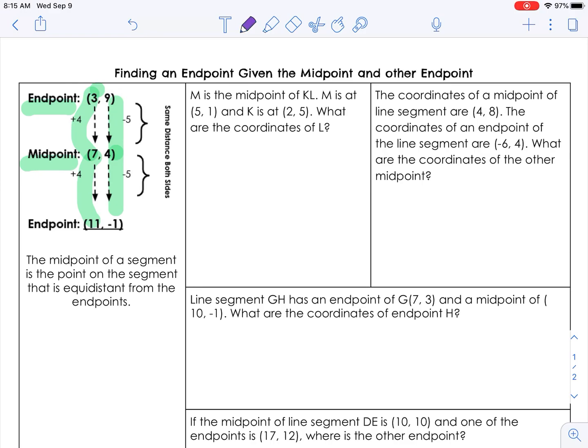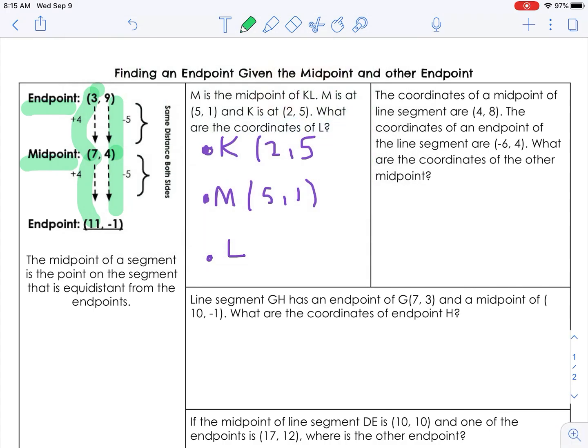So we're going to try that over here. M is the midpoint of KL. So it's sometimes very helpful to have a visual. So we have M as the midpoint of KL. M is located at 5, 1, and K is located at 2, 5. What are the coordinates of L?